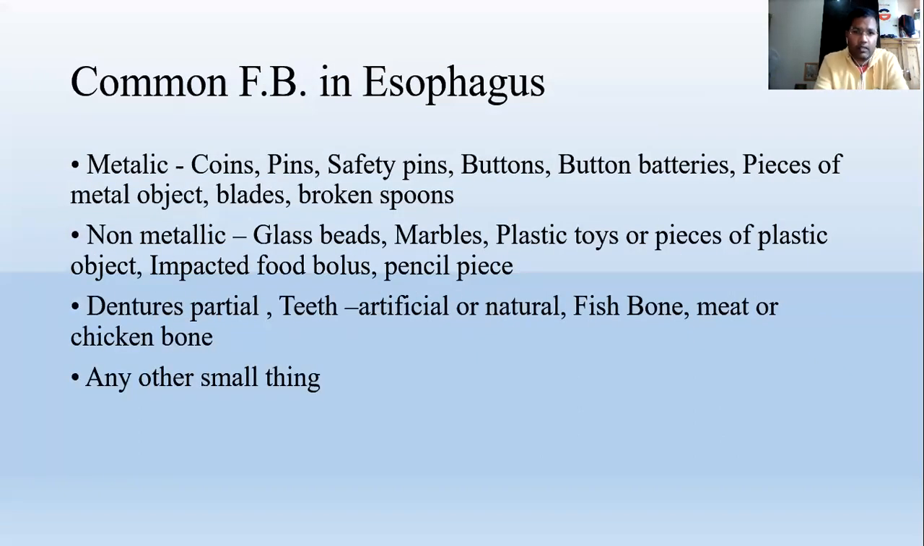Common foreign bodies in the esophagus are metallic, non-metallic, dentures partial or complete, and any other small things. The metallic ones include coins, pins, safety pins, buttons, batteries, pieces of metal objects, blades, broken spoons. Non-metallic ones include glass beads, marbles, plastic toys, usually in childhood or in psychiatric patients. So these are two conditions where ingestion of foreign materials is common.